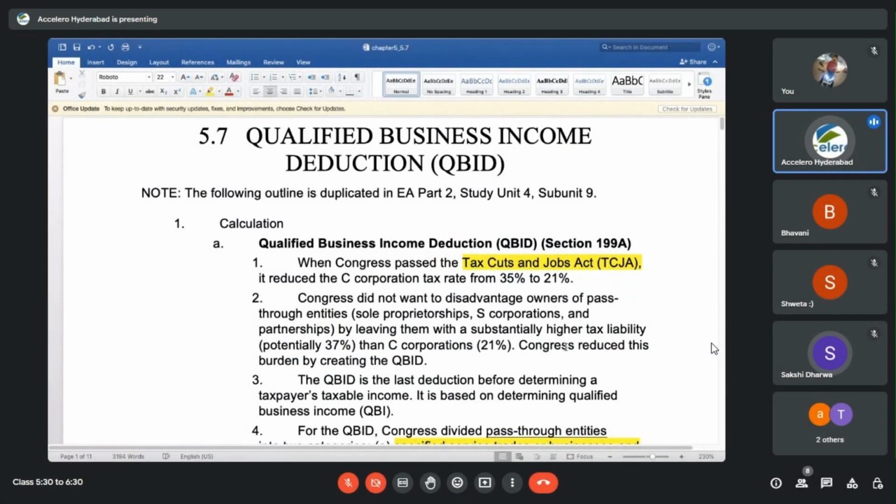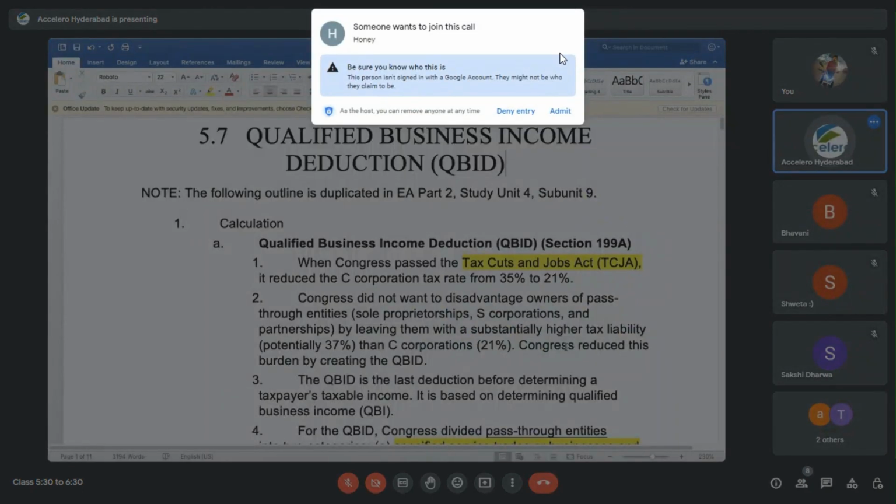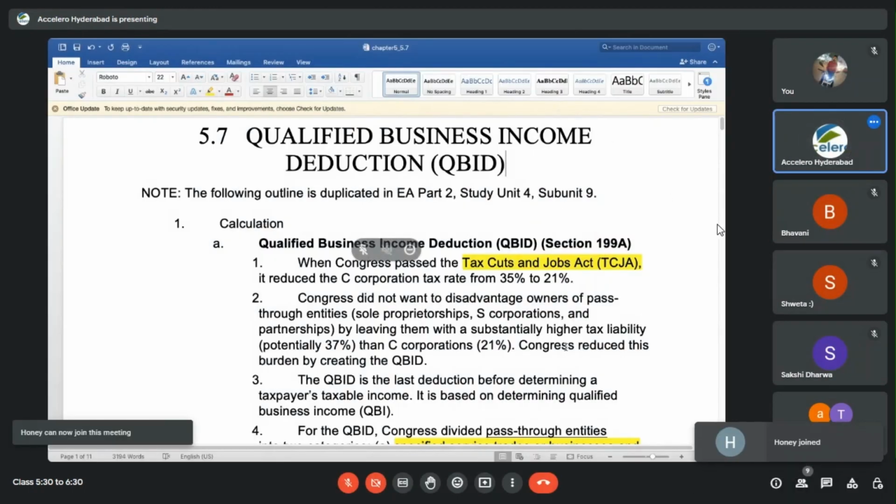Okay, so let's get started. This is the last topic of chapter 5. Right now we are again focused only on the deductions which are made in order to arrive at taxable income. So we saw there are certain standard deductions or itemized deductions, and we went over some items for that.